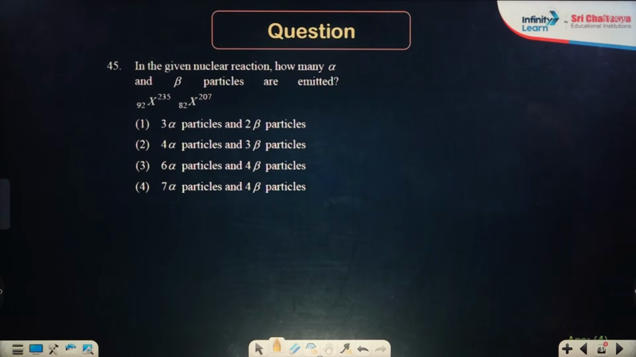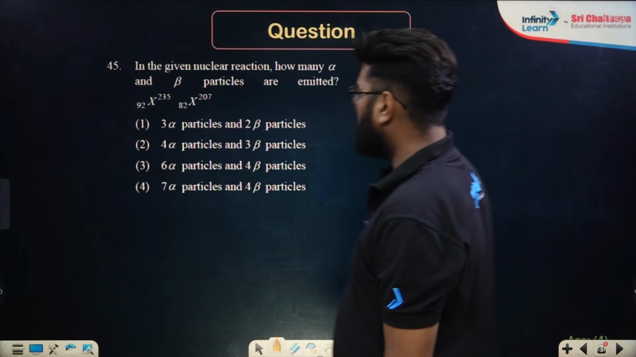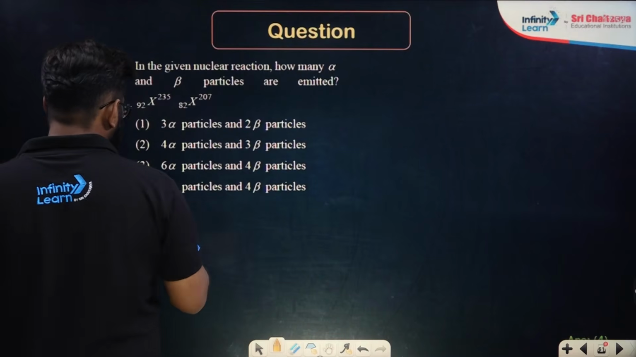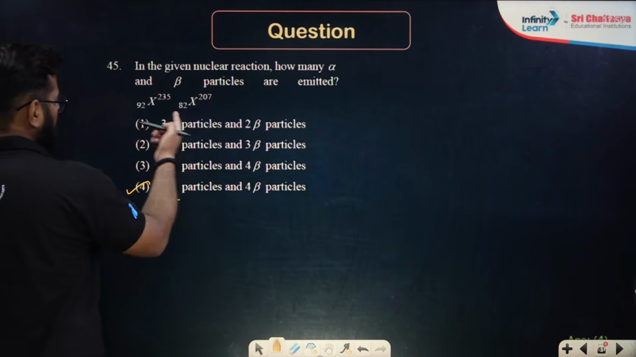In the given nuclear reaction, how many alpha and beta particles will be released? So obviously you need to balance. Option number 4 will match. 7 into 2 is matching.